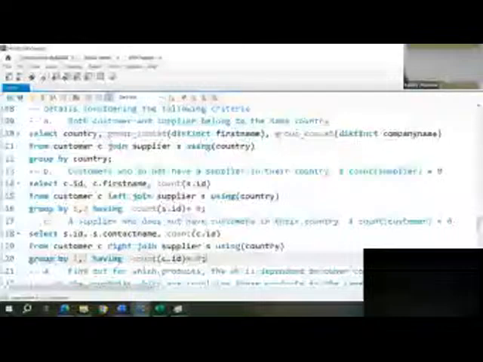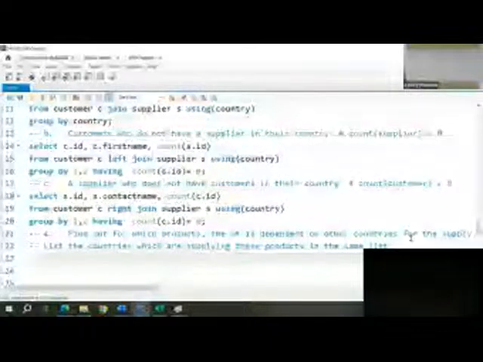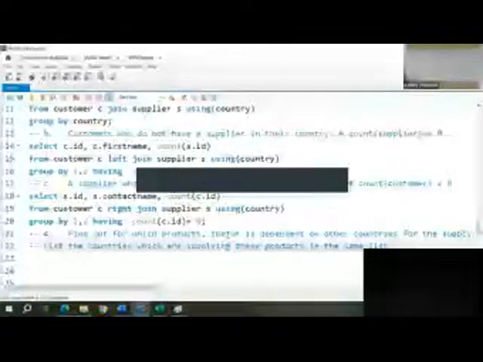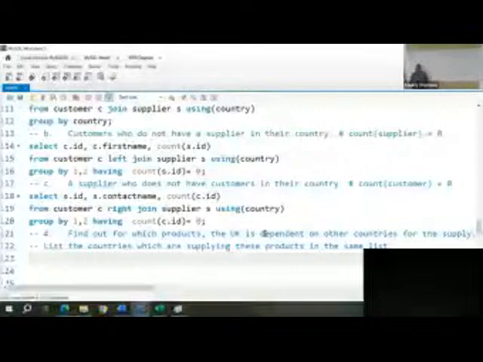Fourth question. Find out which products the UK is dependent on other countries for the supply. Okay, so let's solve this, no problem. What is your interpretation of this? For which products UK is dependent on other countries means what? Convert that to a logical statement. That's what I'm doing every time, right?